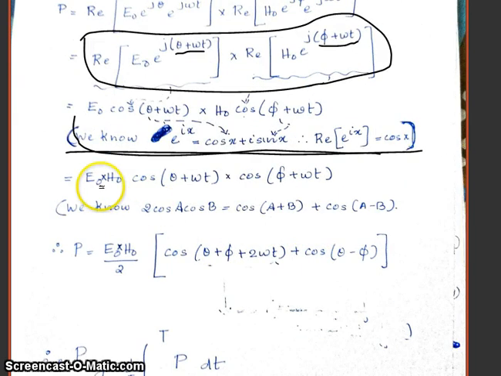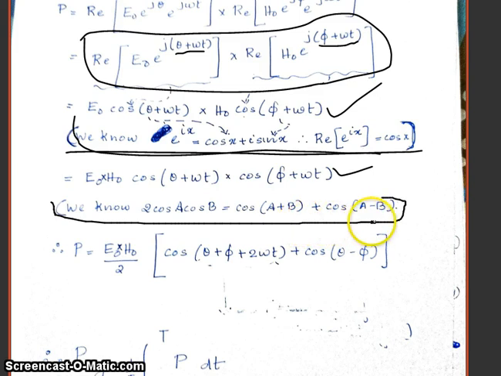Then we know 2 cos A cos B is equal to cos A plus B plus cos A minus B. Making use of that equation, P is equal to E naught into h naught by 2 into cos of theta plus phi plus 2 omega t plus cos theta minus phi. We are simplifying this using this identity. So we will get this.